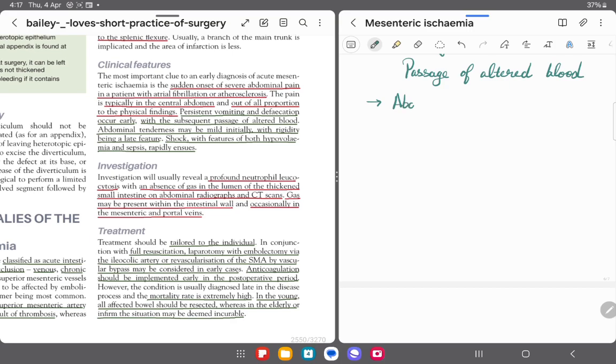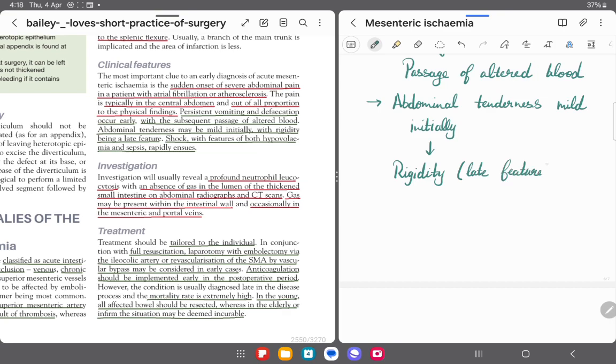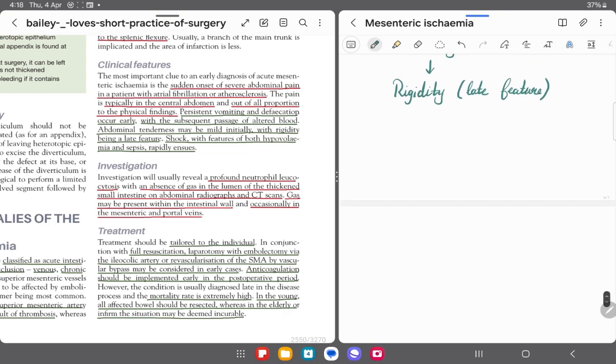So abdominal tenderness may be mild initially, and then rigidity is a late feature. And obviously there is shock, with features of both hypovolemia and sepsis.